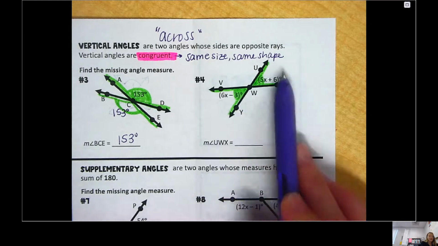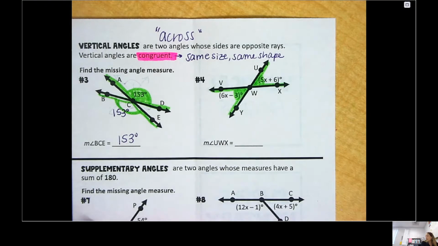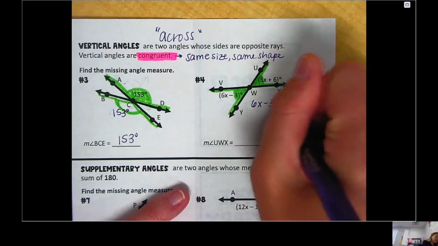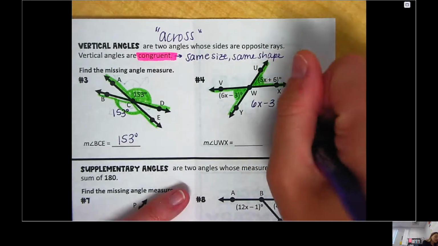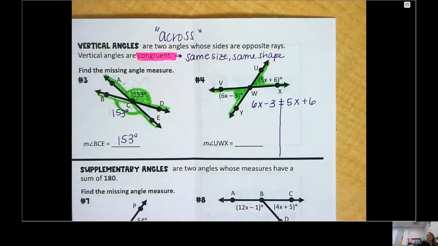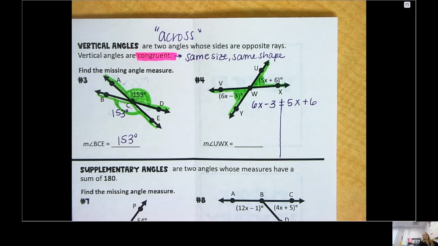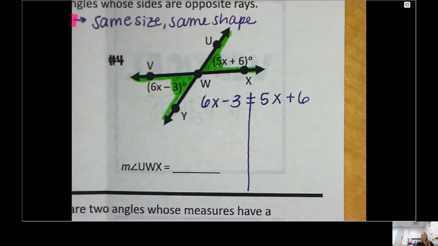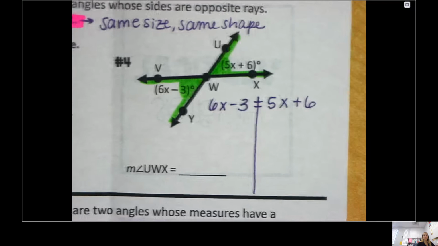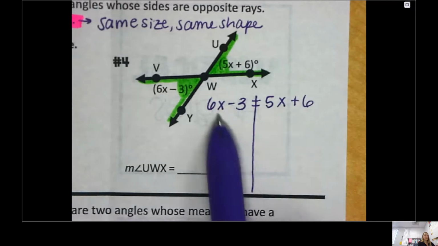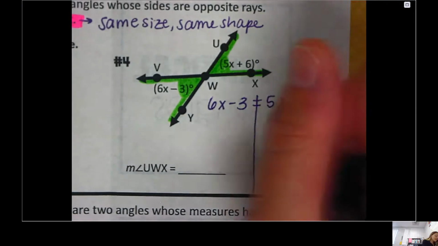So here's what I'm going to do. I'm just going to take these two equations and set them equal. I'm going to do 6x minus 3 equals 5x plus 6. And guess what this is, my dears? It's your favorite. It's algebra. What should I move first? Move the x's. Which one you want to move? 5x. Good choice. How do I move it over to the other side? Subtract it. Good.